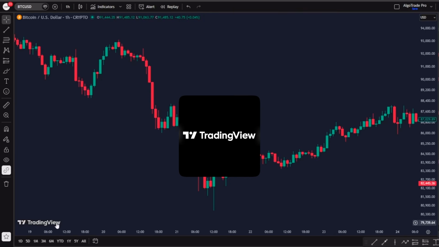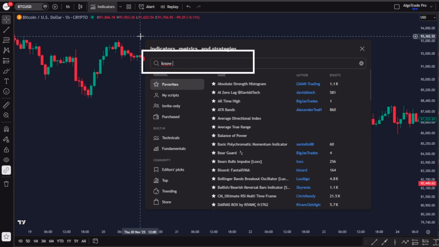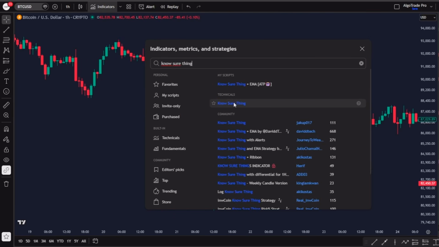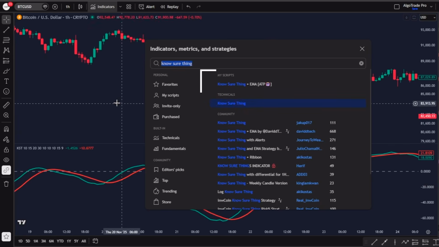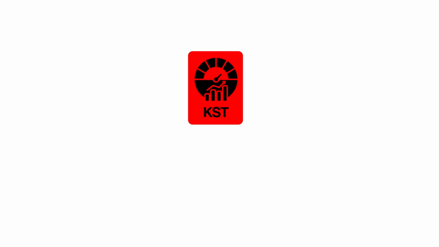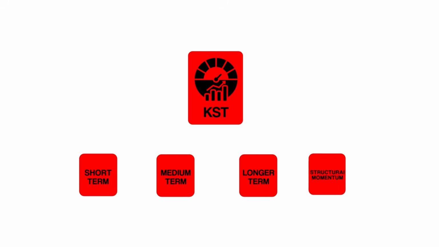Now let's open TradingView and actually put this tool on the chart. Just go to the Indicators tab, search for No Sure Thing or KST, and it is this one right here, built by TradingView. The KST is an indicator built on 4 different rate of change cycles, each one representing a different layer of market momentum.